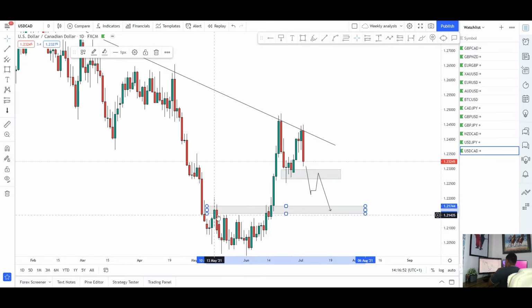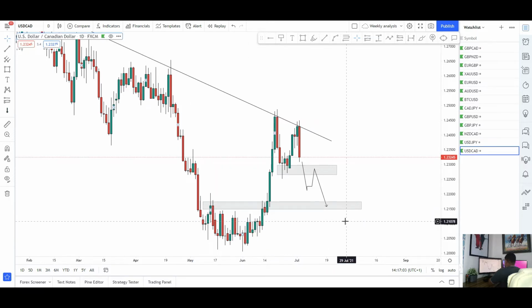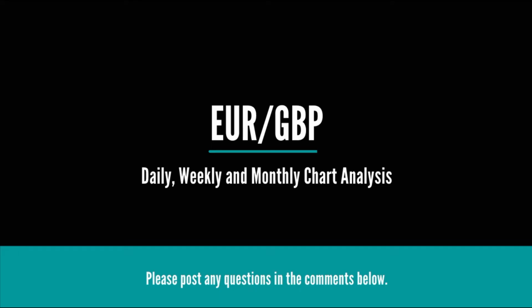retracement and sell it back down into this area of support. So just keep an eye on what price action does here. Then either we're looking for buys back to the trend line or sells back to this resistance here. That'll turn support. Up next is Euro GBP.